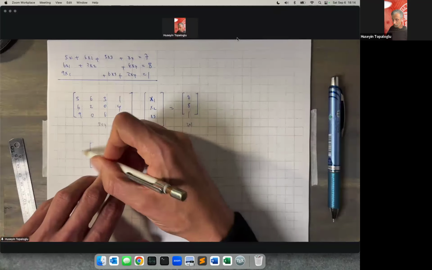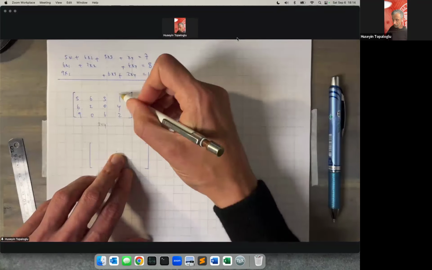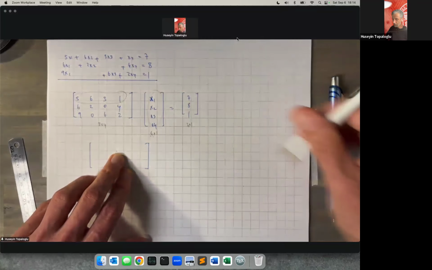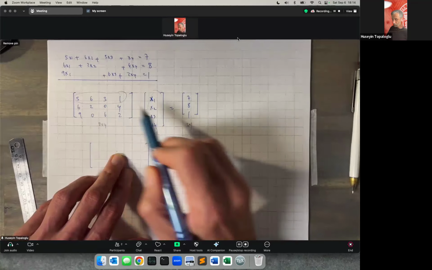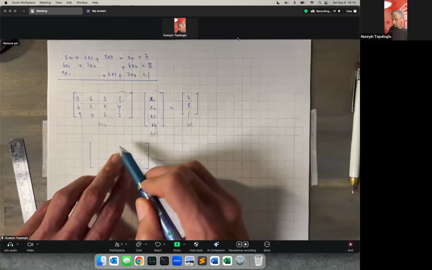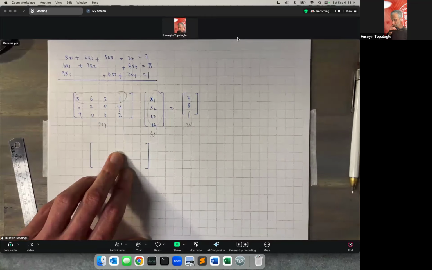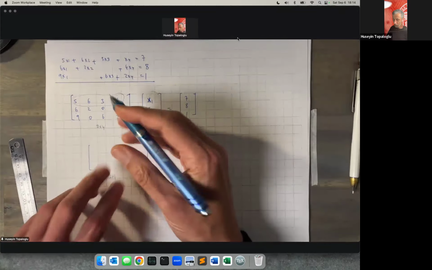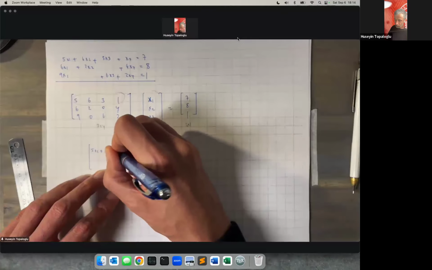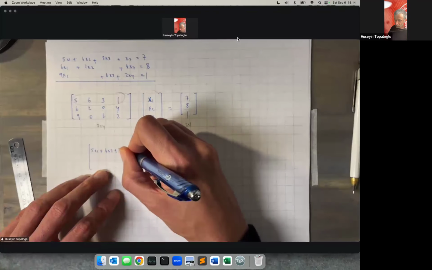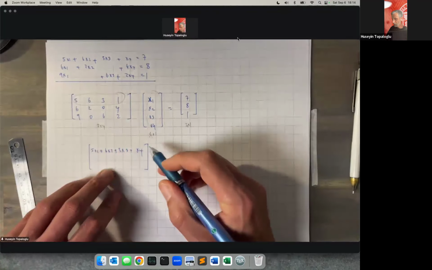Let's find the entry in the first row, first column. If you want to do that, you get the first row here, first column here, multiply the corresponding entries and add them up. 5x1 plus 6x2 plus 3x3 plus 1x4. That is going to be the entry in the multiplication matrix, that's in row 1, column 1: 5x1 plus 6x2 plus 3x3 plus 1x4.